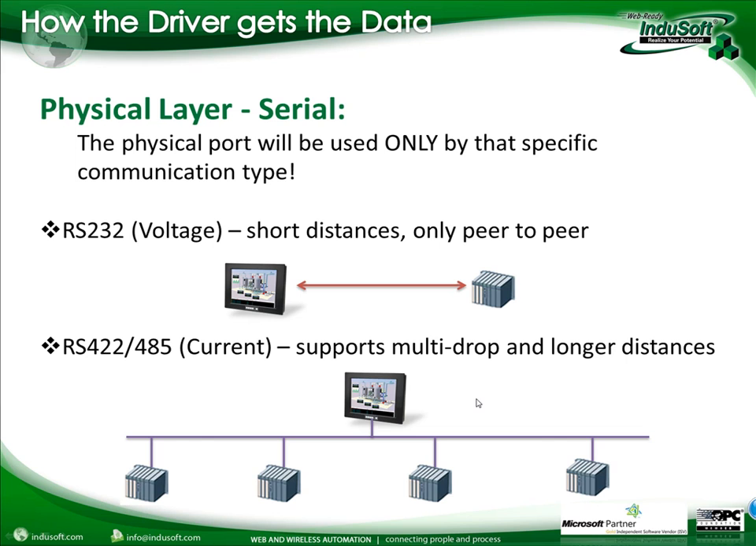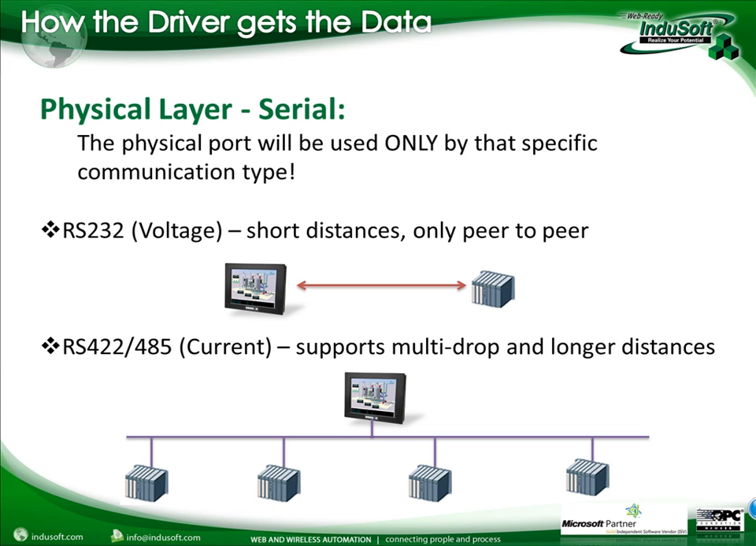So talking about serial communication, when you talk about RS-232, or serial communication at all, we're talking about a physical port that is going to be used specifically for that type of communication. So I'm going to use my COM1 only to talk to my PLCs. I cannot use COM1 to do anything else. We are going to open it with a specific baud rate, parity, and communication parameters, and then exchange data with whoever is on the other side.